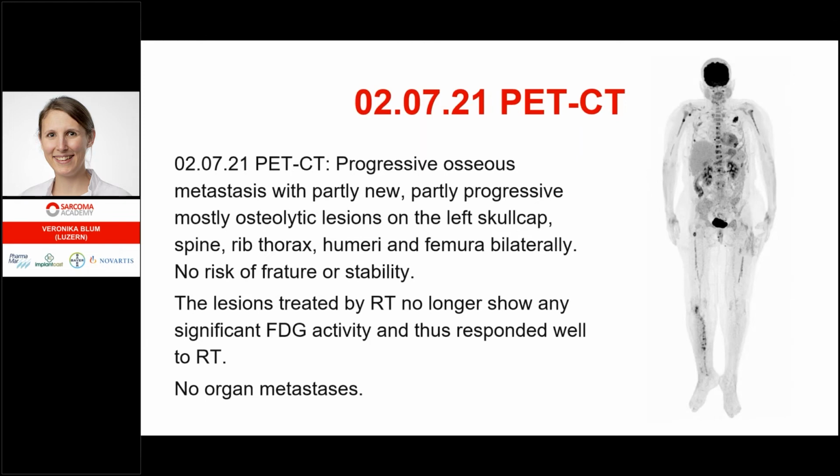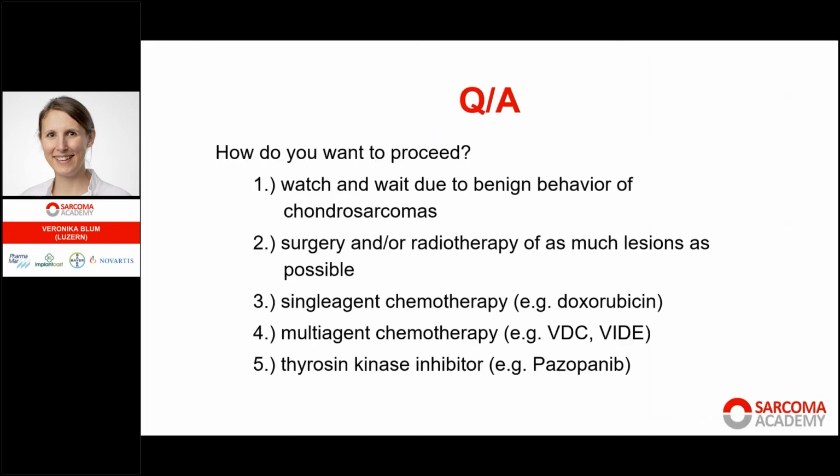Here, the irradiated lesions showed significantly less FDG activity and responded well to radiation, but there were a lot of new metastases in the skull cap, in the spine, in the ribs, in the humerus on both sides, and also in the femur on both sides. There was no new risk for fracture or instability, and the question now is, how would you proceed again?